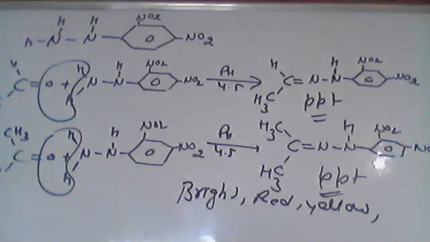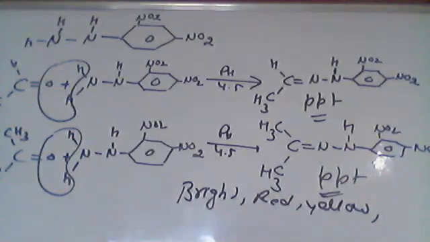For every reagent, there is a reaction. Right now we are discussing DNP. In the lab, DNP is present. You take a small sample of that organic compound in a test tube, add a few drops of dinitrophenylhydrazine, and heat it a little. If you get a bright color PPT, that confirms the organic compound can be an aldehyde or ketone, that is, a carbonyl compound. That's a very, very important thing.